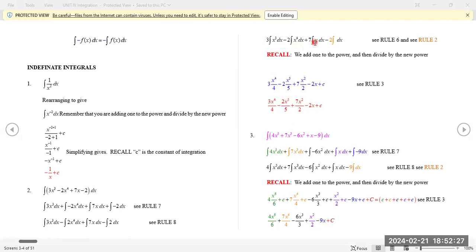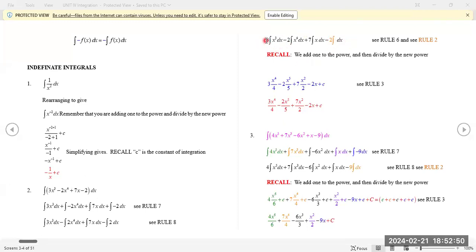I can draw out the 7 right here. And you see this 2 right here? I don't know why I'm going to leave it over here. No, because that 2 can draw out. See, that was rule number 2, right? Now recall, we add 1 to the power and then divide by the new power. Always remember that. We're adding 1 to the power and then we're dividing by the new power. So now it is in its simplified form. We can go ahead and integrate.